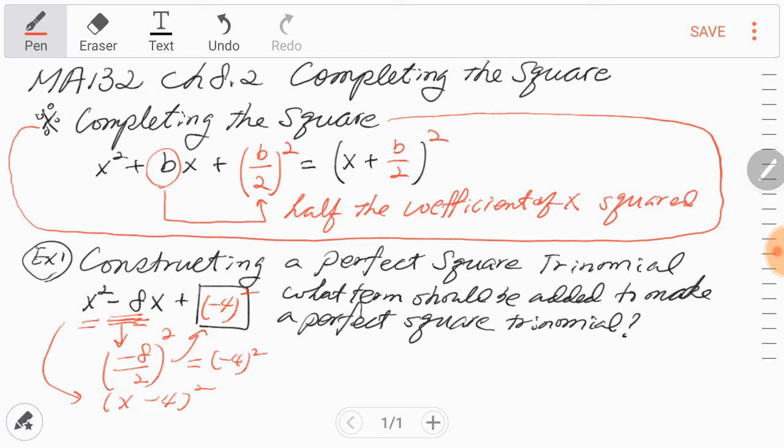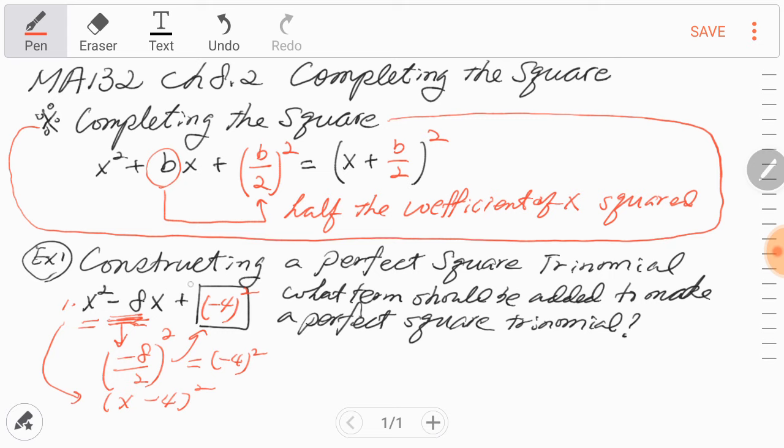Very simple, right? So half the coefficient of x is the third term, so that it will become a perfect square. In this case, always make sure that the coefficient of x squared is 1. If the coefficient of x squared is not 1, like 2, then we have to factor out 2. So always make sure the coefficient of x squared is 1. Then we can divide the coefficient of x by 2, then square it. So that goes to the third term.